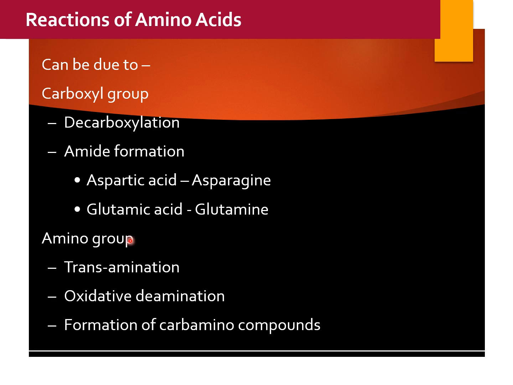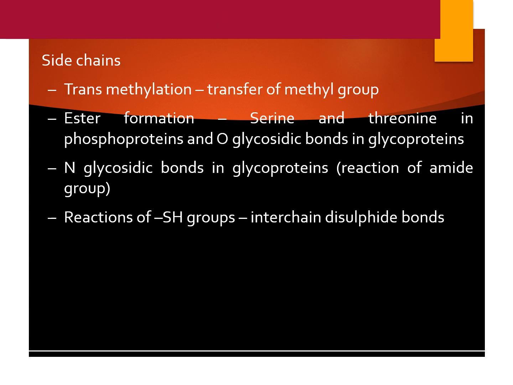The reactions due to the amino group include the transamination reaction, which is very important. The first reaction of all the amino acids is transamination, then oxidative deamination, and formation of carbamino compounds. We'll see them one by one. Reactions due to the side chain include transmethylation, the transfer of a methyl group, which is shown by methionine, because in its side chain the methyl group is attached via a thioether linkage.